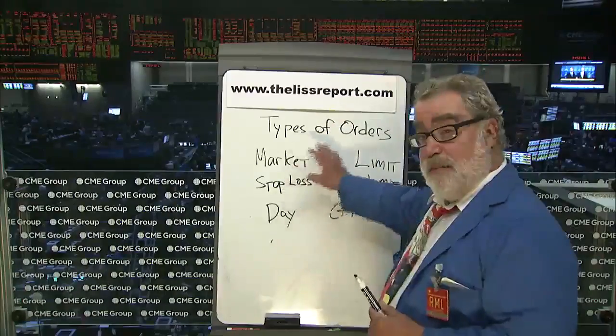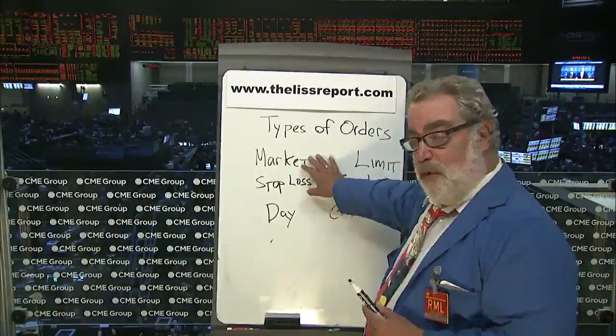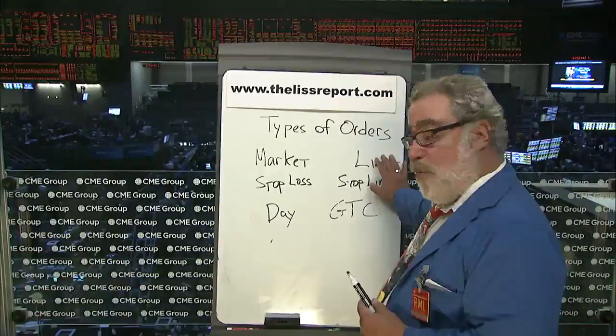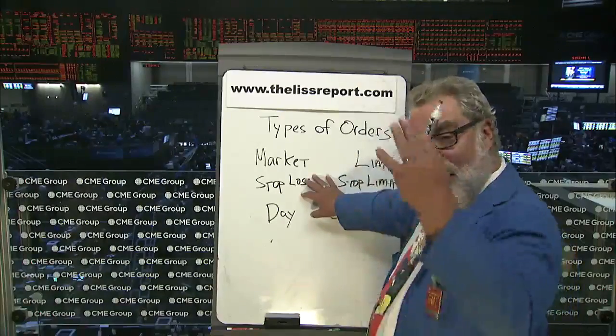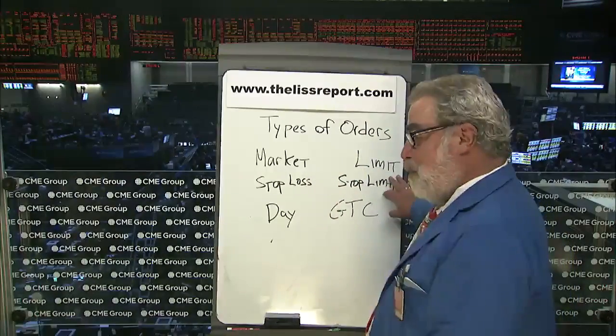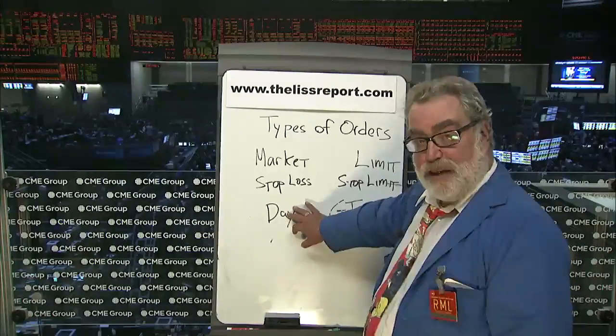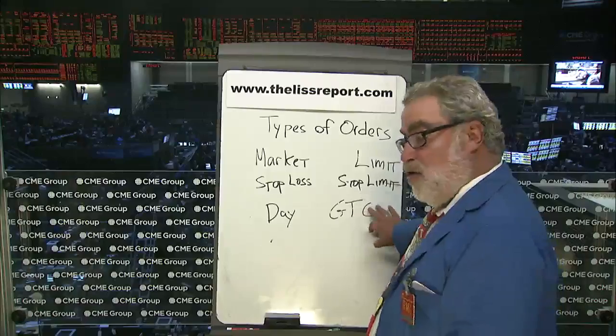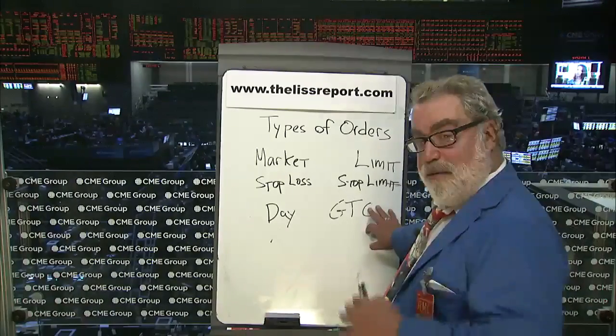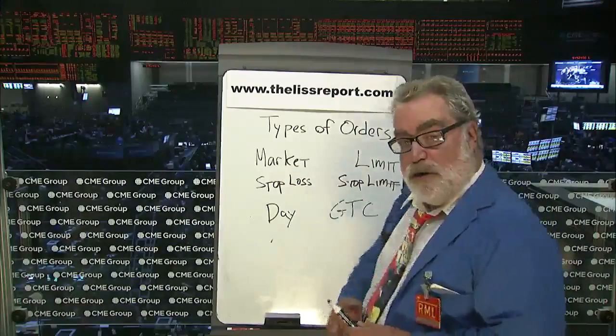So these are order types. Market, trade at any price. Limit, trade at your price. Stop loss, stop becomes a market order. Stop limit, stop is a limit order. Day, good for that trading session only. Good till canceled, stays there. These are your types of orders.